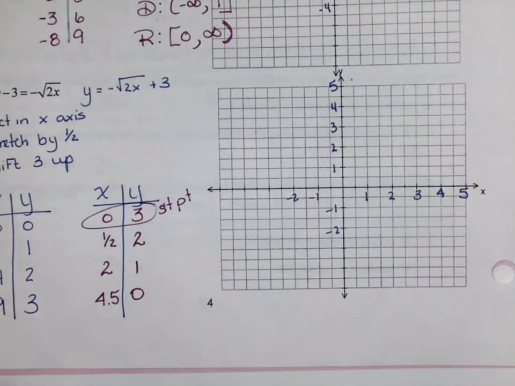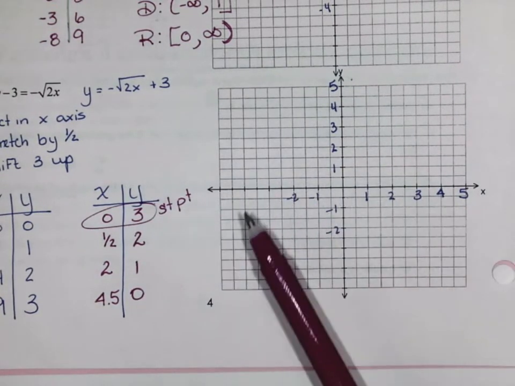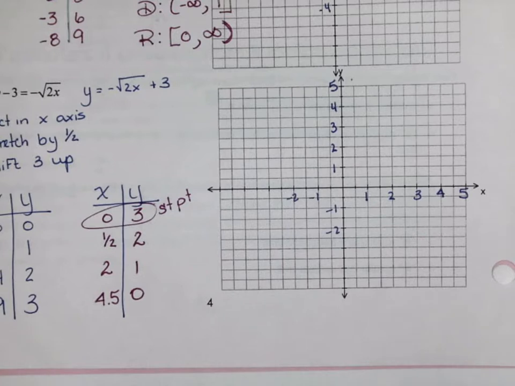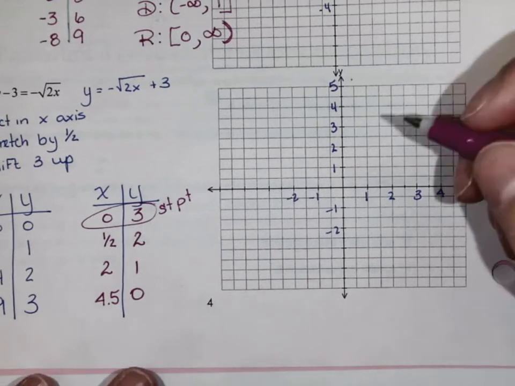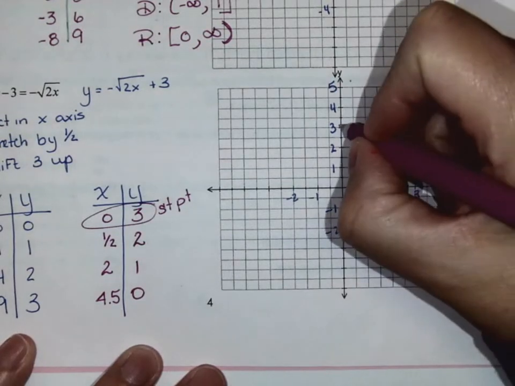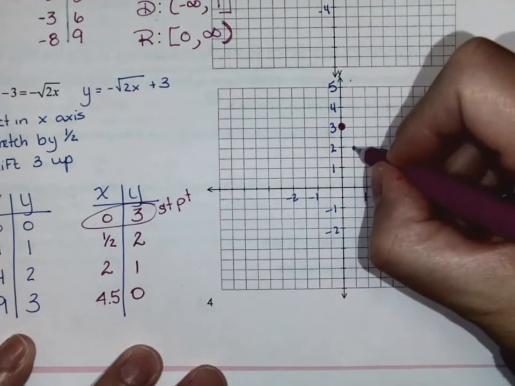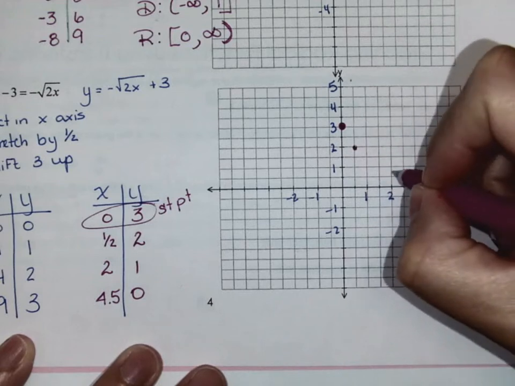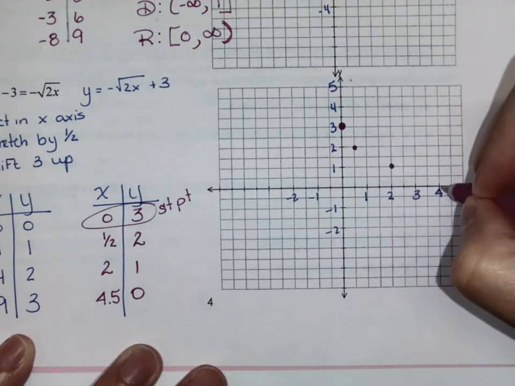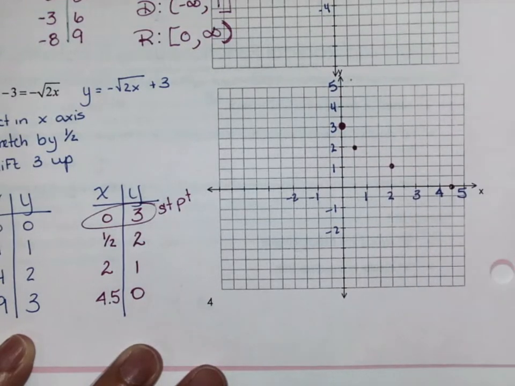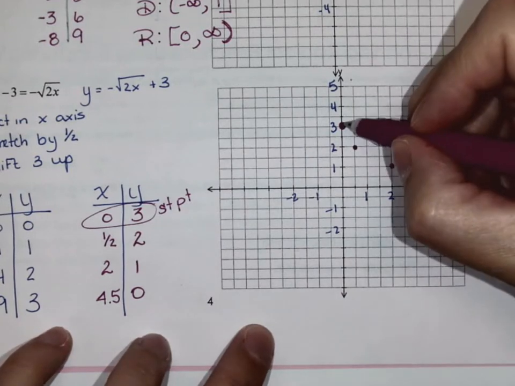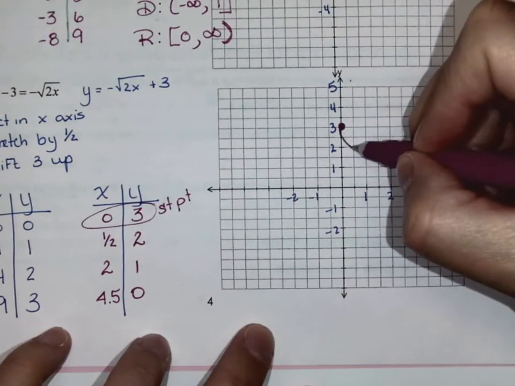And notice that I care very little about what's happening here because I know I don't have any points yet over there. Okay, so let's graph. 0 and 3. 1/2 and 2. 2 and 1. And 4.5 and 0. So these are my first 2 points, so I'm bubbling.